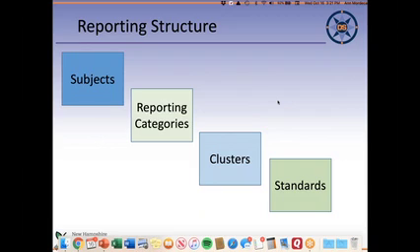So we've got the structure. We have subjects: ELA, math, and science. I'm mostly going to be talking about ELA and math today. Reporting categories, which I will explain. Clusters, I'll explain. And standards.